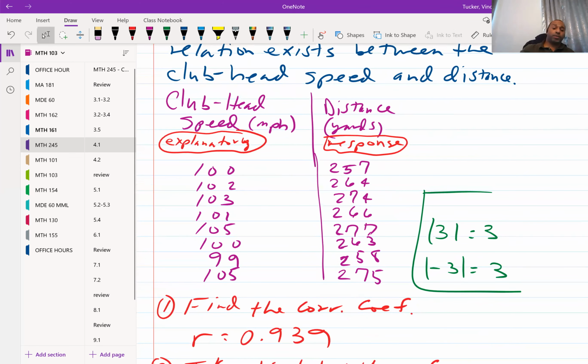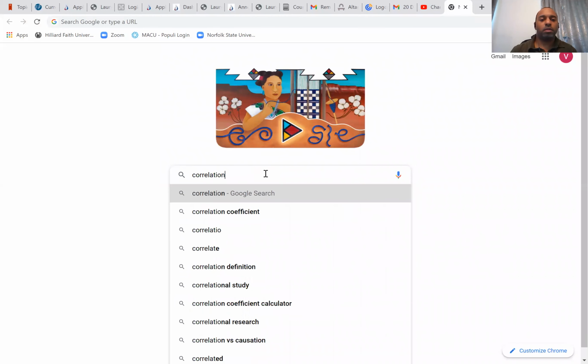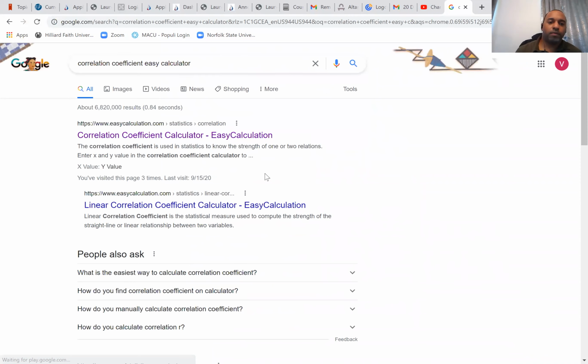All right, so find the correlation coefficient. So go here, correlation coefficient. Easy calculation, or easy calculator. That's how I do it. You don't have to use easycalculation.com. I just know that's one that works. If you want to find an app, or use a calculator, it's up to you. It doesn't matter as long as whatever you're using is reliable and you test the reliability throughout your homework. You don't wait for the test to try to figure this out.